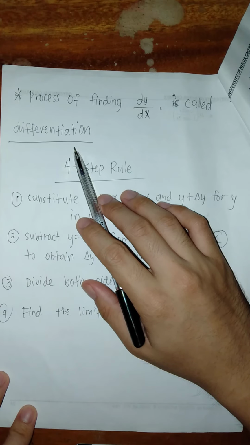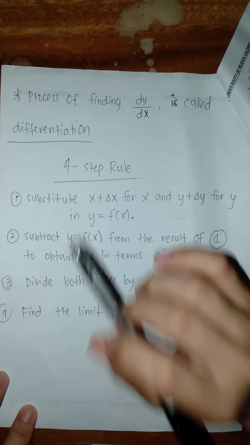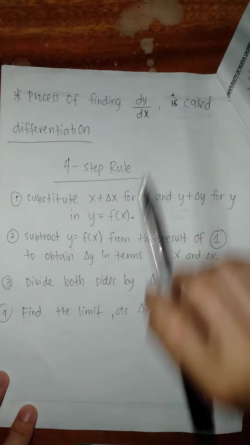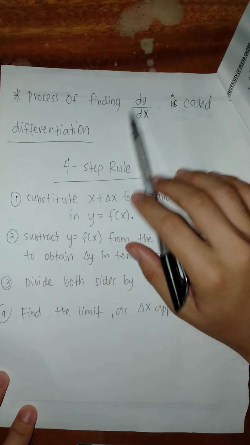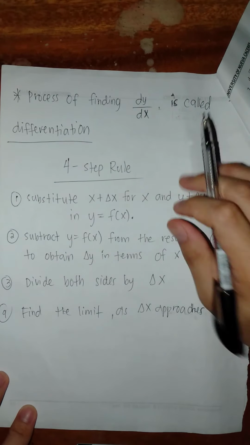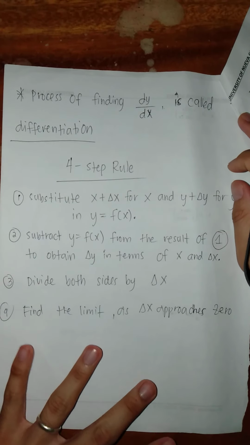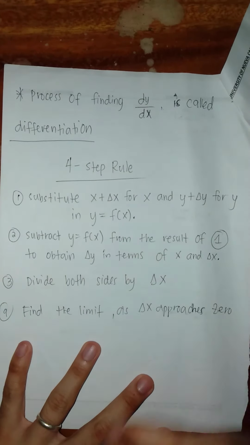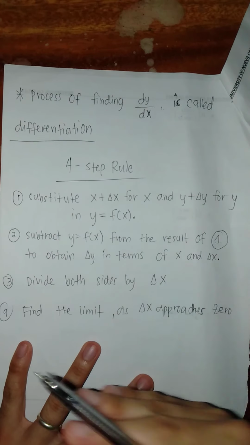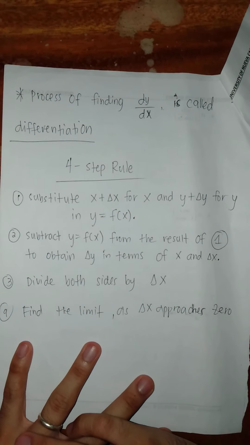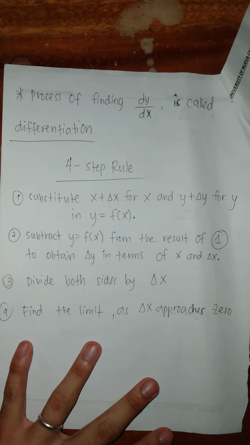Differentiation is another name for finding the derivative, which is dy over dx or y prime, depending on the notation you want. Okay, so I have here the 4-step rule. This is what we will follow all throughout to solve the derivative of functions.